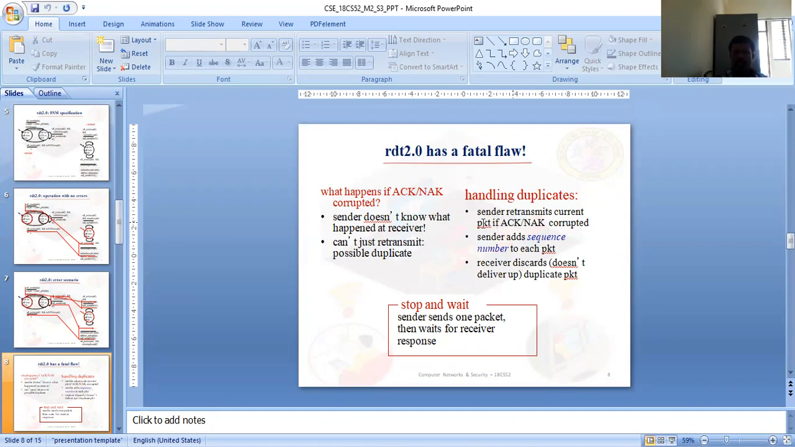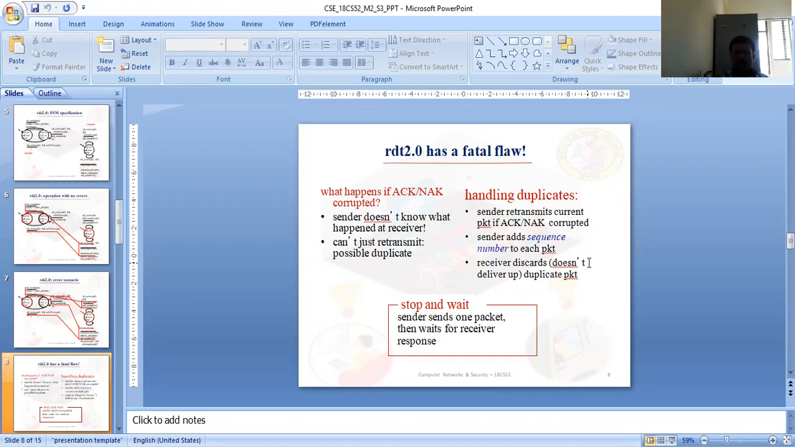The sender retransmits the corrupted packet. With an acknowledgement only, the next packet is delivered by the sender to the receiver. A negative acknowledgement means the packet was corrupted, so the sender retransmits the same packet. The sender also adds sequence numbers: packet one gets sequence number one, packet two gets sequence number two, packet three gets sequence number three, and so on. The receiver discards a duplicate packet, for example if the same packet two is received twice.